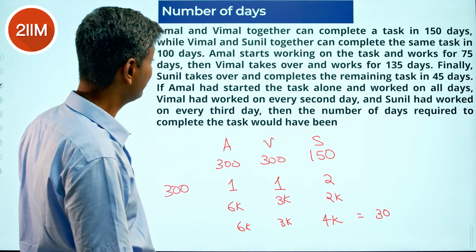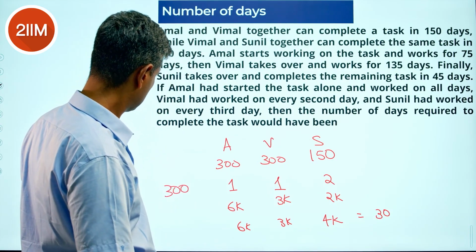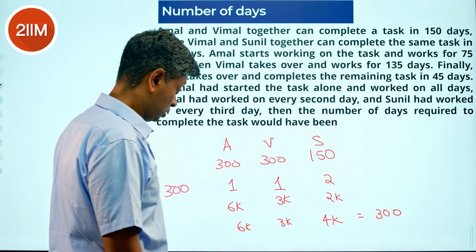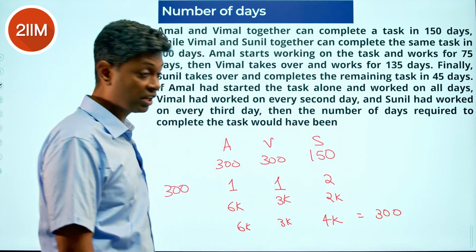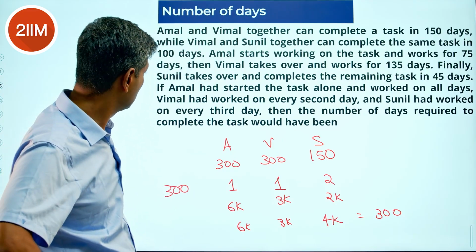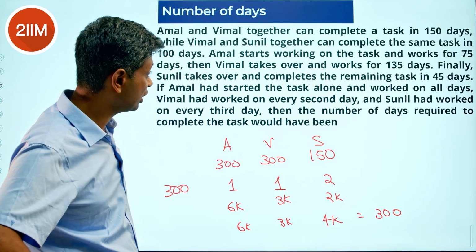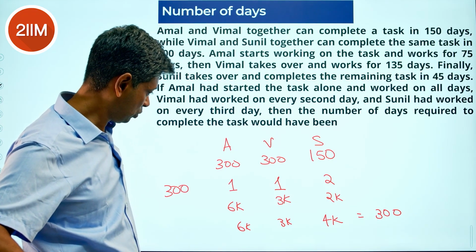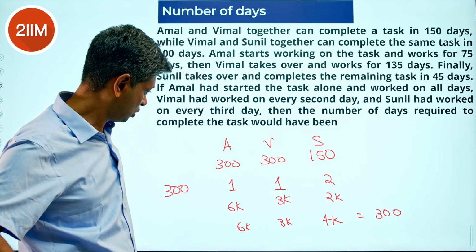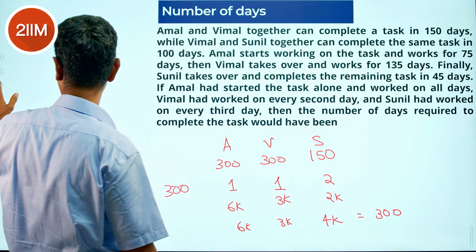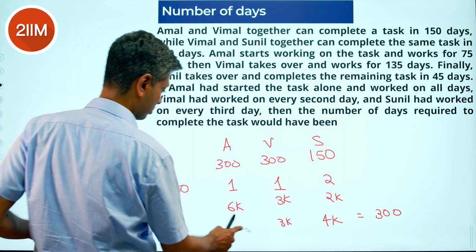Sunil had worked on every third day. The number of days required. This is 300. This is tricky. 9K, 13K, 300 by 13. This is a pain in the neck. Amal had started the task alone, worked on all days. So the 6K, 3K, 2K model doesn't work. So what am I going to do? I'm going to say, hey, let's do it step by step.